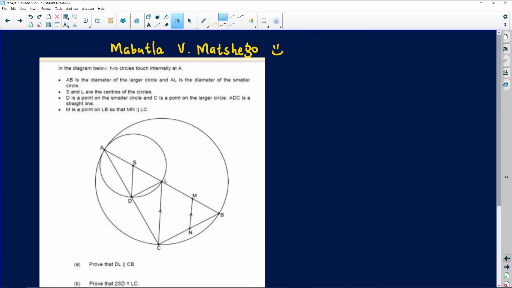So the next question is one that comes from Mabutla V. Matsecha. Thank you very much, Matsecha, for sending this awesome question that looks very intimidating. The letter reads as follows.